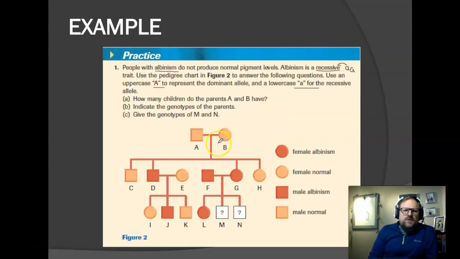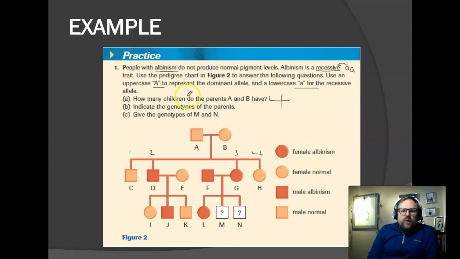So, first few questions. Let's play around with this. How many children do parents A and B have? Well, here's parents A and B. They're labeled on here. They mated, and then where these branch off, those indicate the children. So they had 1, 2, 3, 4 children. So we can answer that as 4. That is the most wacky 4 I've ever drawn.